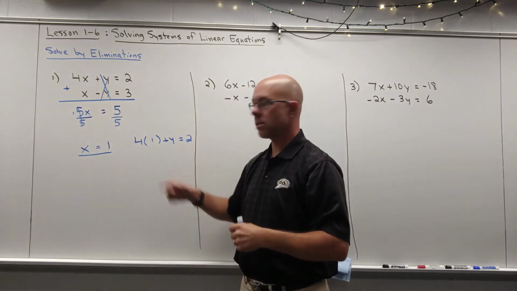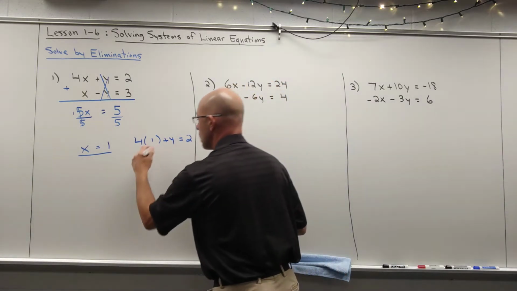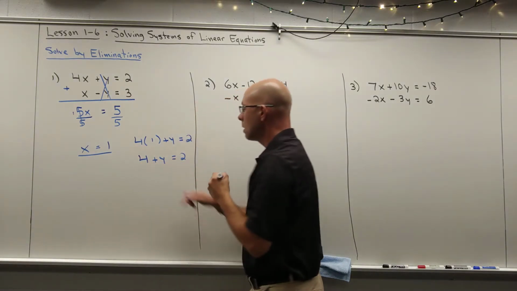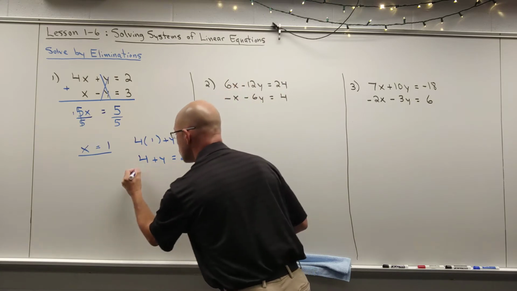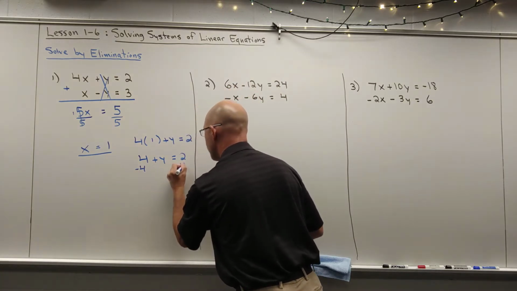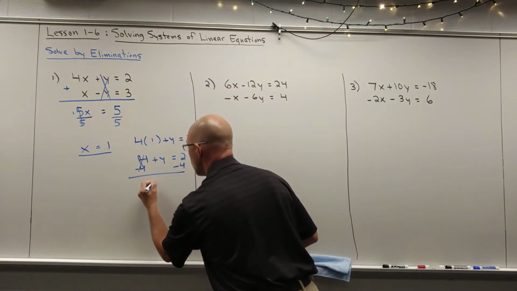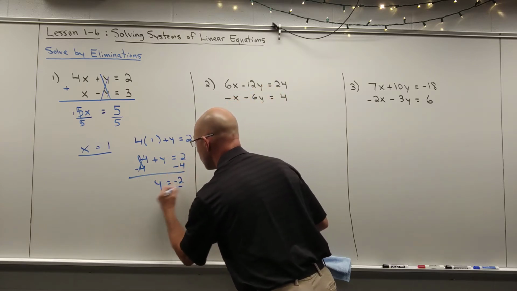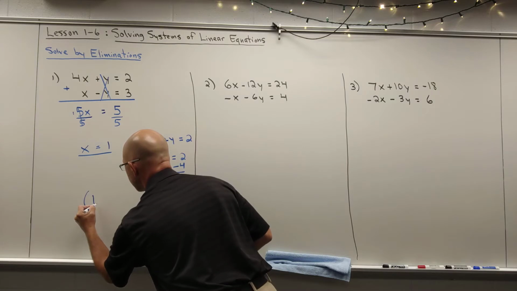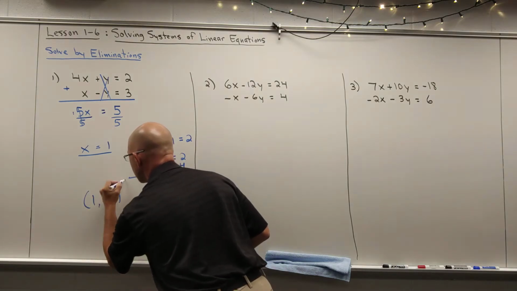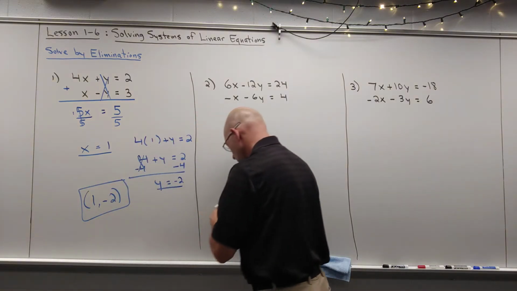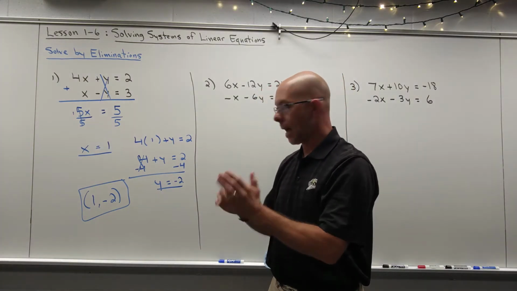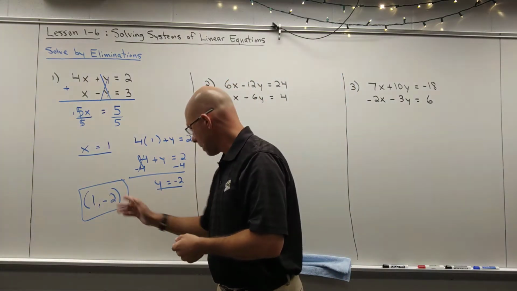We're going to multiply this together and solve for y. 4 times 1 is 4, plus y equals 2. To solve for y, I have to subtract 4 from both sides. y equals 2 minus 4, which is negative 2. Folks, we write our answer as an ordered pair, x comma y: 1 comma negative 2.